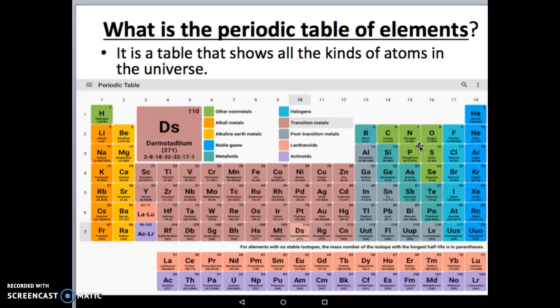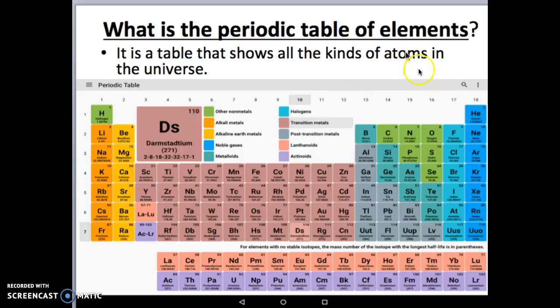Now let's talk about the periodic table of elements. This is a big table that shows all the different kinds of atoms that have been discovered so far in the universe. You can see there are over 100 atoms, and they all have very unique names and properties.